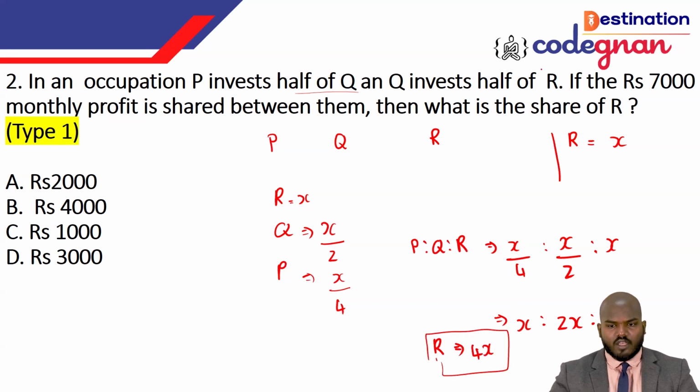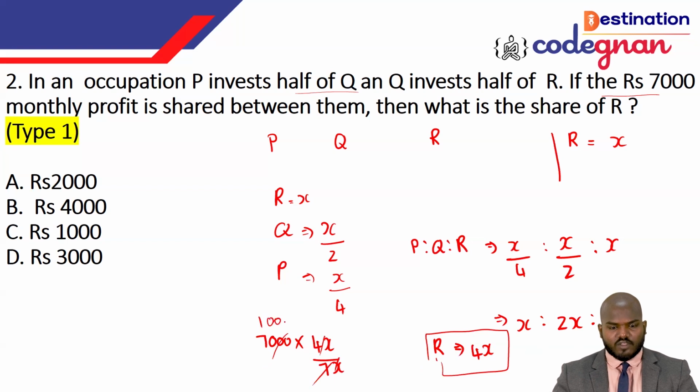Now if the monthly profit is 7,000 rupees shared between them, then the total amount is equal to 7,000 rupees. So our share is what? That is 4x. So R is equal to 4x. If you totally count it, it will give you 7x probably. So x and x get cancelled.